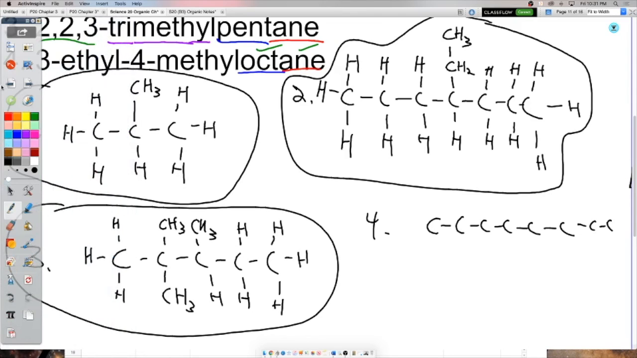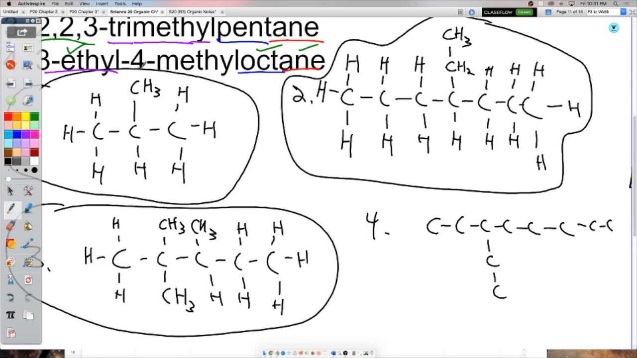Okay, 3-ethyl, 4-methyl. So let's do 3-ethyl first. On the third carbon, there's going to be an ethyl group. So 1, 2, 3. Ethyl means how many carbons in the group? 2 in the branch, right? So on the third carbon, there's 1, there's the second one. Okay, there's the 3-ethyl. Check. Done.